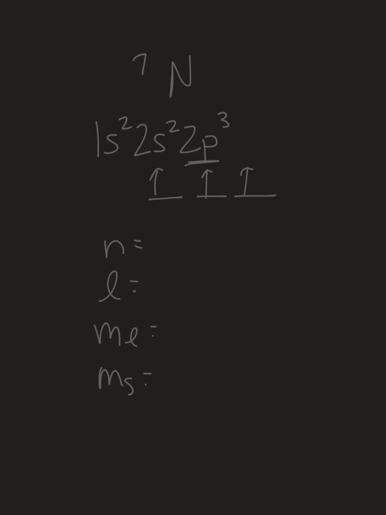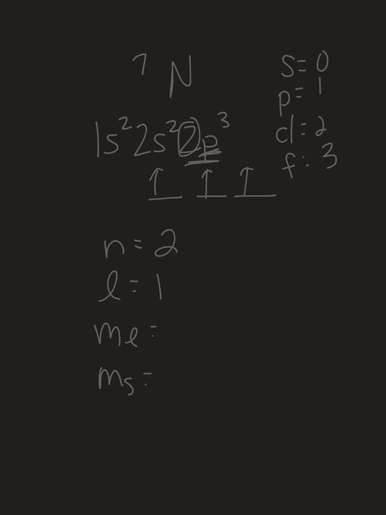So if I take a look at this, again, N is always what level is it in. So this is in level 2. So my N is equal to 2. Now remember, my L is what orbital is it in. So an S is always equal to 0, a P is always equal to 1, a D is equal to 2, and an F is equal to 3. So this is in a P orbital, so my answer there is 1.